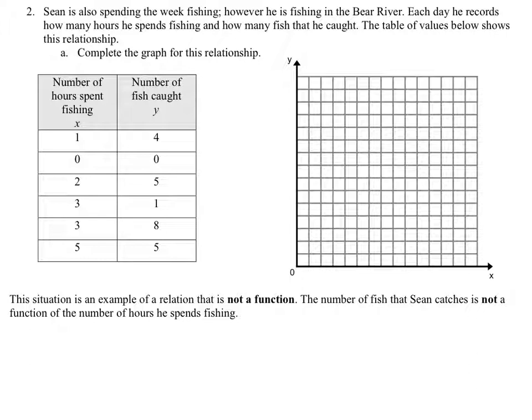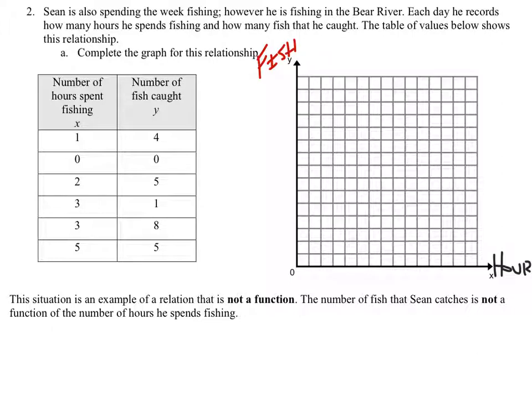So now that we know this, let's get to the graph. We can see that the number of fish will depend on the number of hours that he fishes. So y is the number of fish, and x is the number of hours fished.